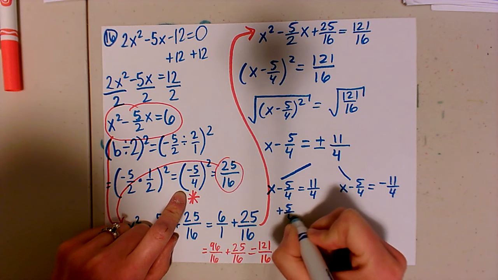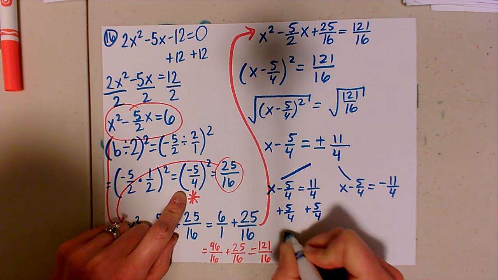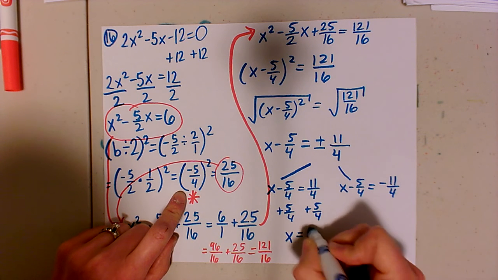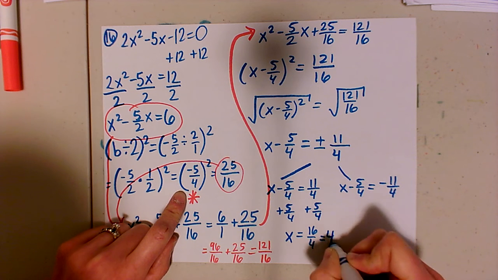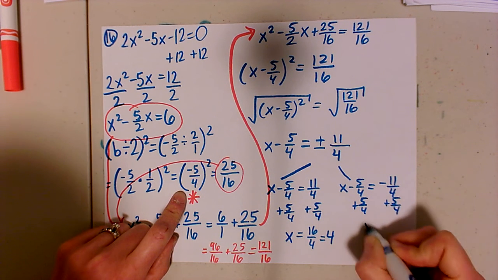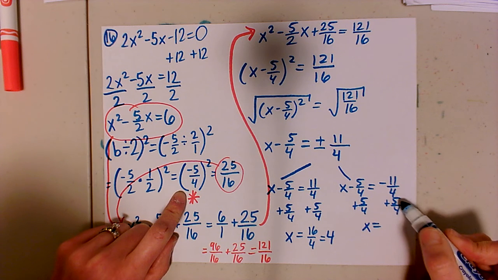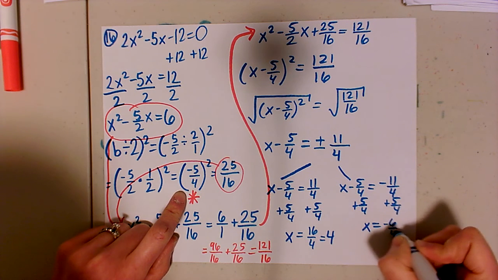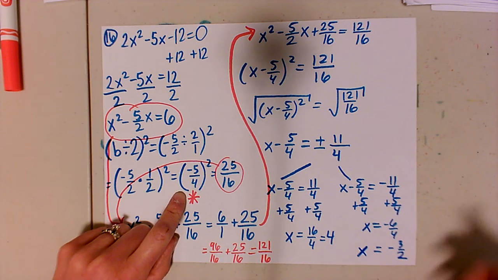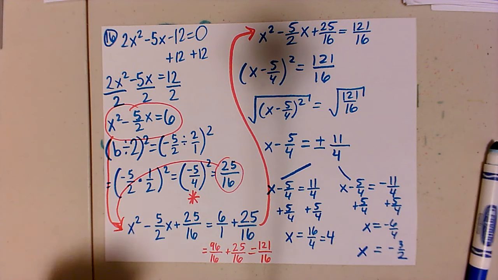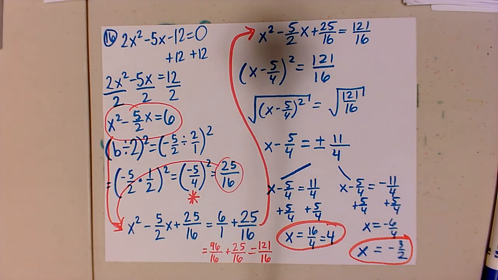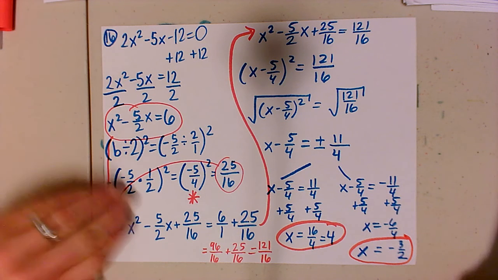So we'll add 5/4 to both sides, and so x is going to equal, let's see, 11 plus 5, 16/4, which is the same thing as 4. We add 5/4 over here, and so negative 11 plus 5, that's going to be negative 6/4, which is negative 3/2. Okay, so your two answers to this problem are x equals 4 and x equals negative 3 over 2. So that was number 16.